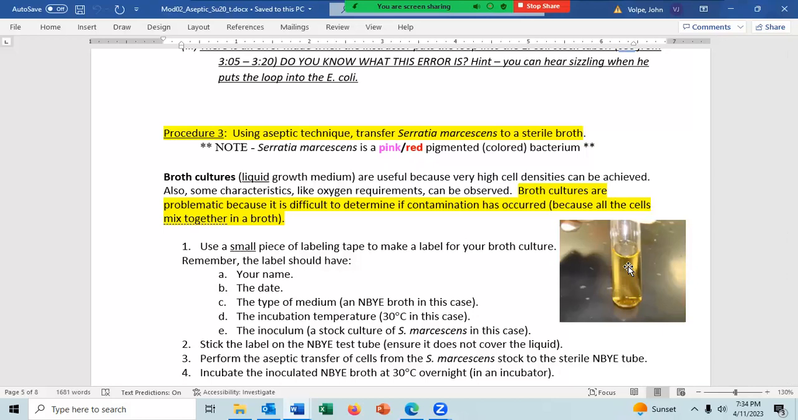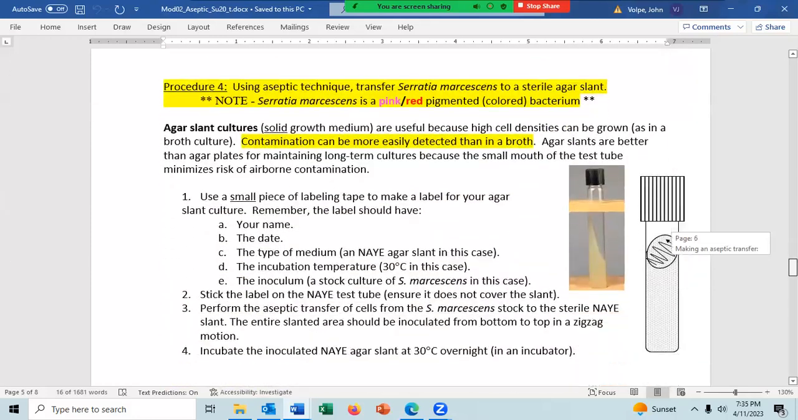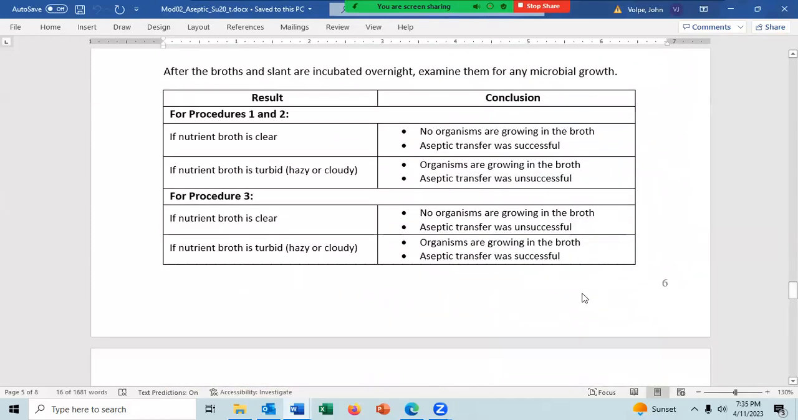Any questions about any of that? Anyways, there's the procedure for working with a broth culture. You use this part of the table for procedure 3. If the nutrient broth is clear, then the conclusion is no organisms are growing in the broth. Aseptic transfer was unsuccessful. The reason why it's unsuccessful is we put into tube 3, we specifically put Serratia marcescens. So we do expect organisms to grow in the tube.